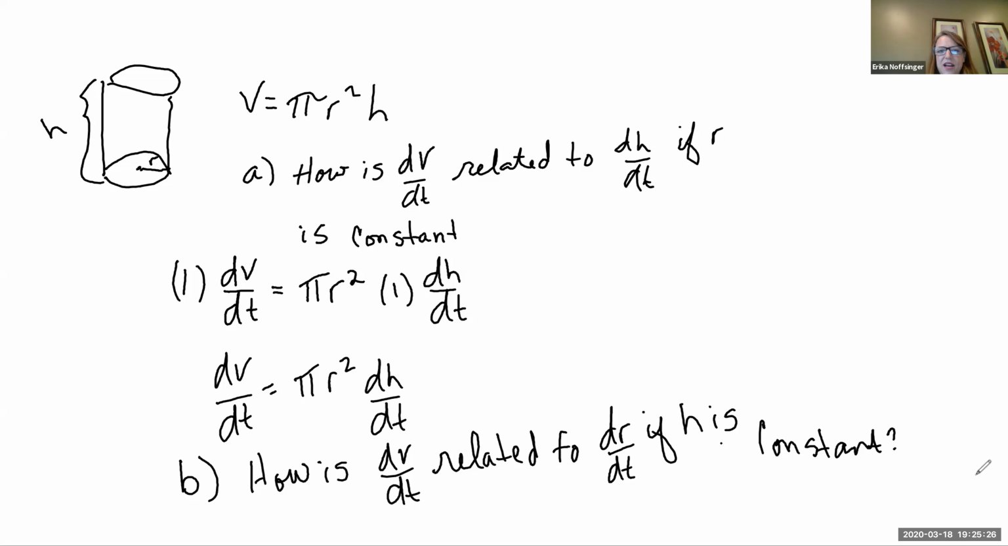So again, same kind of idea. We're just going to take the derivative. This time we're taking the derivative of V and r with respect to time, and we're treating h as a constant. I'm wondering.